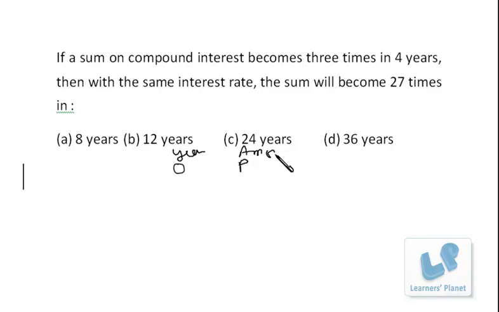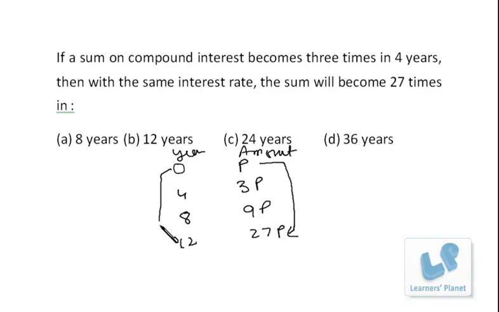The principal is P. Year and amount. Okay. Now, in 4 years, the sum is getting 3 times. That means it is 3P. In further 4 years, that means from beginning 8 years, the sum will further get 3 times. So 3P, it's 9P. Further in 4 years, that means from beginning 12 years, the sum will further get 3 times. So it is 27P. So we started with P and we got 27P in what duration? 12 years. Okay. So compound interest grows on proportion basis.